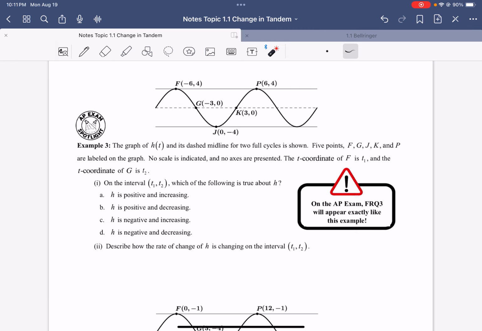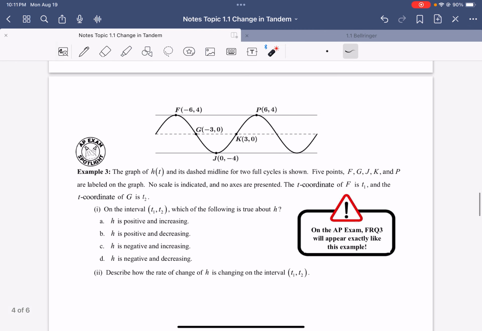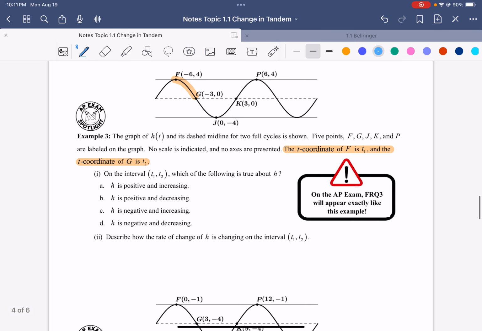Okay, so there's a lot going on. The most important sentence here is going to be this last one. That's going to tell you what to look at because they gave you a lot of points. So here they want you to focus only from F to G. Okay?